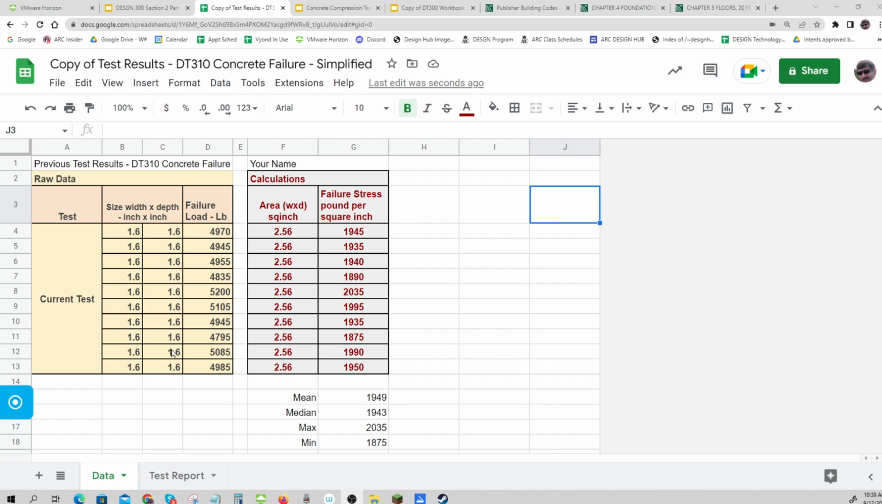There are errors that can be made when you're doing the samples, and concrete is pretty much what they call homogeneous, or even, but not always. So you want to make sure that you've got a good number of tests.